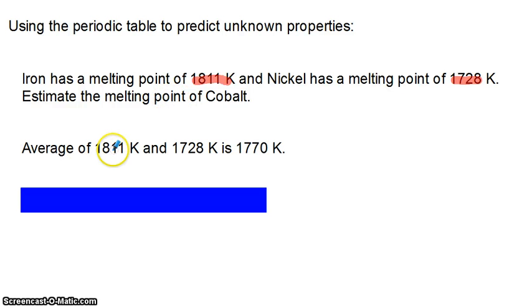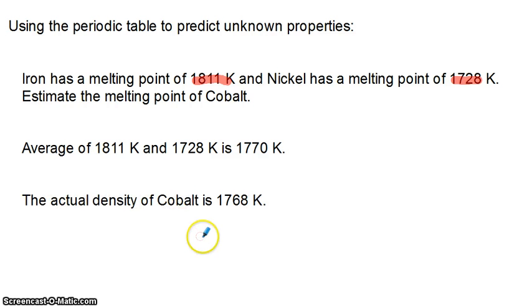So if we take the average of 1811 and 1728, we get 1770 Kelvin as an average. If we look at the periodic table to find what the actual value is for the melting point of cobalt, we find that it's 1768. So just by averaging out these two values, you're only getting off by 2 Kelvin, which is really a very small error indeed. Now, like I said, this isn't going to work out perfectly for everything.